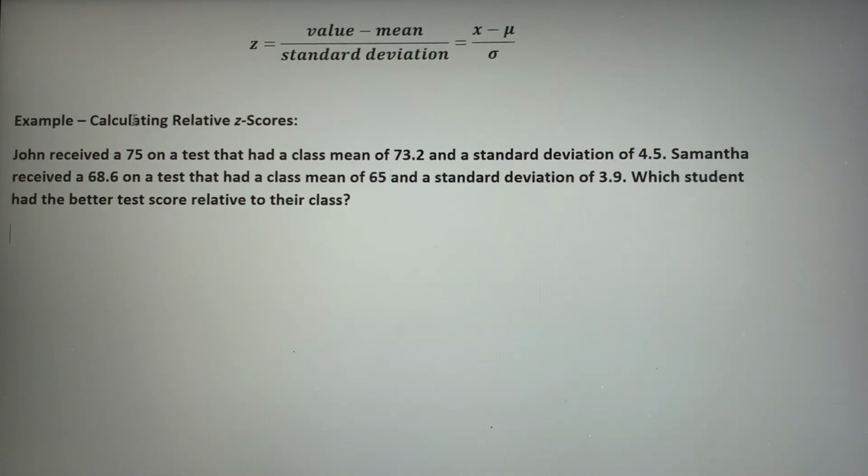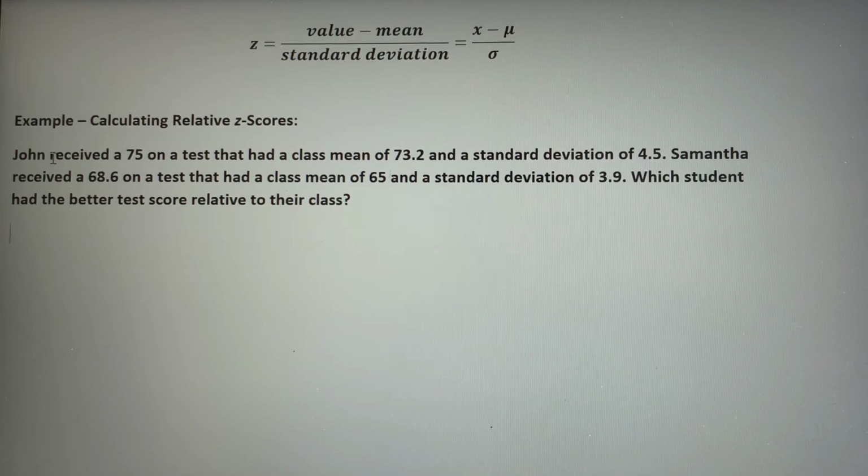So in this video, we're going to calculate relative z-scores. In the previous video, we were dealing with students from the same class, and we were calculating z-scores for their specific test scores. In this video, we've got two students, John and Samantha, who were in different classes. They took a test, and we want to calculate their z-scores so we can compare their relative z-scores, relative to the test that they took.